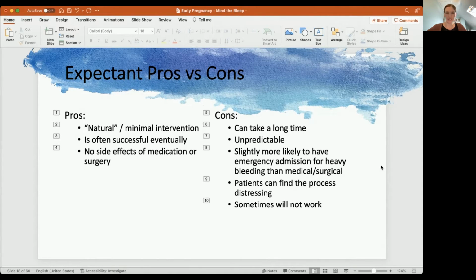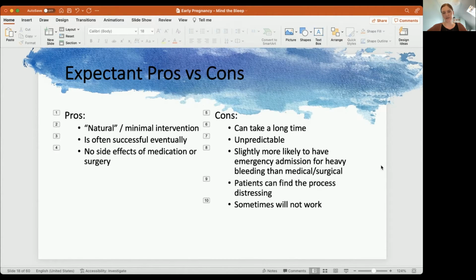The cons of expectant management, however, is that it can take a very long time. It's unpredictable. You don't know when you're going to start bleeding. You don't know when you're going to stop bleeding. It can be bleeding for 3 weeks, can be quite heavy for weeks even, potentially. You're slightly more likely to have an emergency admission for heavy bleeding than if you had medical or surgical.